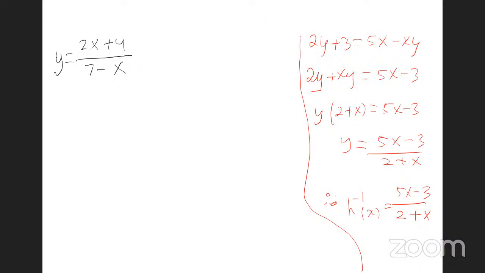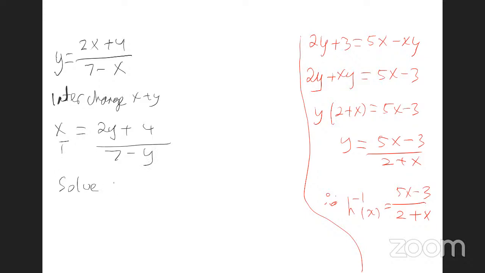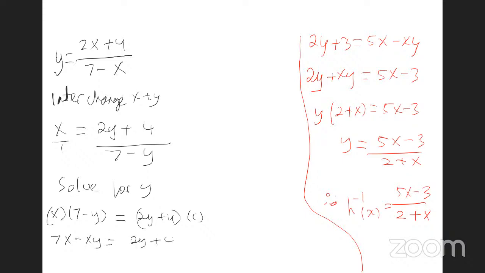All right, so let's see. First thing first, we're going to interchange x and y. So you'll get x is equal to 2y plus 4 over 7 minus y. Then we're going to solve for y. So we're going to cross multiply. So that'll be x by 7 minus y is equal to 2y plus 4 by 1. Right? So you'll end up with 7x minus xy is equal to 2y plus 4.